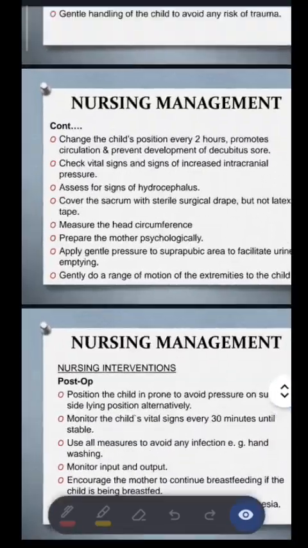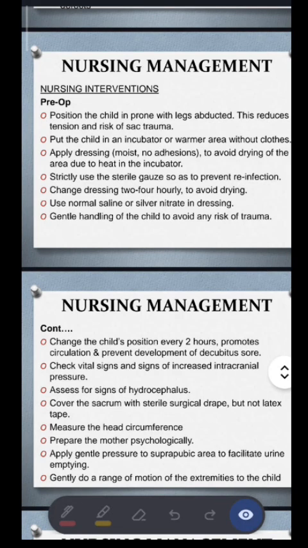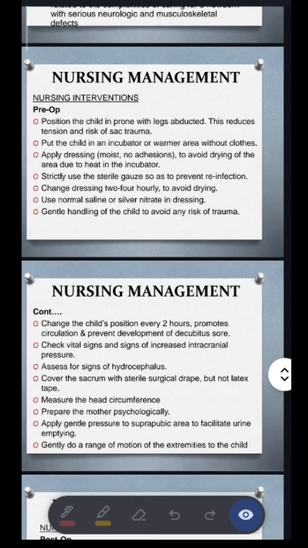Pre-op includes positioning the child prone with the legs abducted, which reduces tension and the risk of sac trauma. Put the child in an incubator or warmer area without clothes, apply dressings, and avoid drying of the area. Strictly use sterile gauze to prevent reinfection. Use normal saline or silver nitrate in the dressing. Change the child's position every 2 hours to promote circulation and prevent decubitus sores. Assess for signs of hydrocephalus and measure the head circumference.